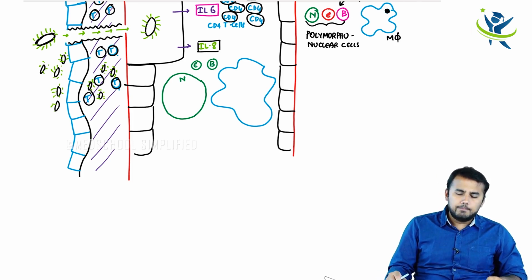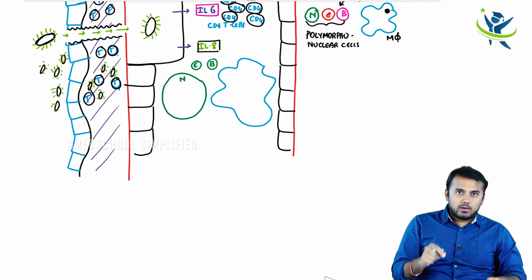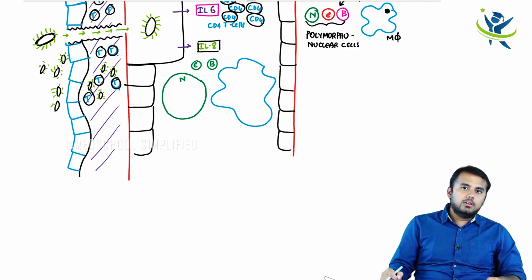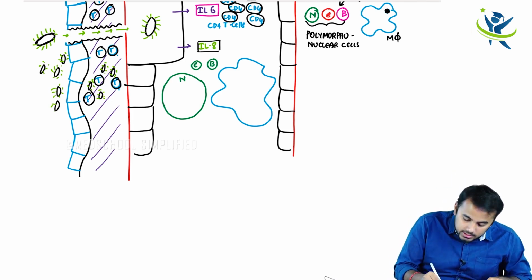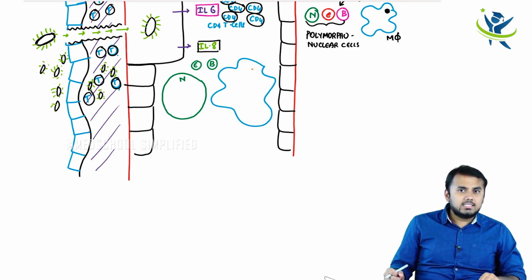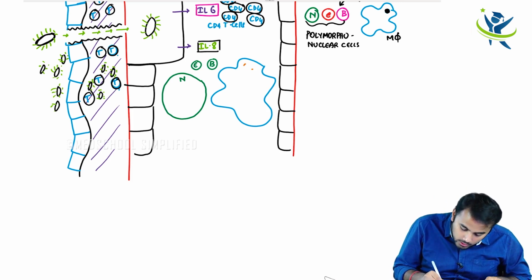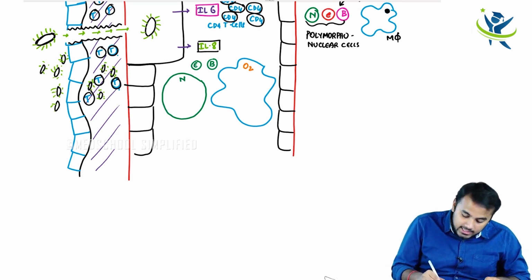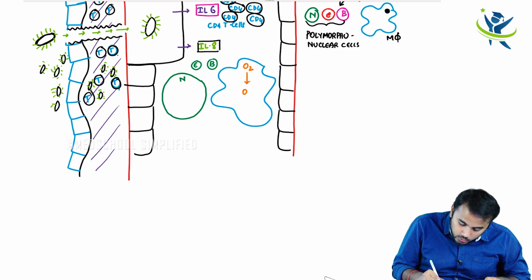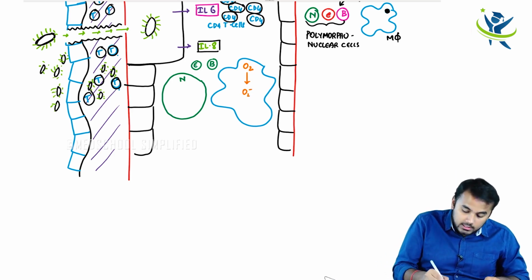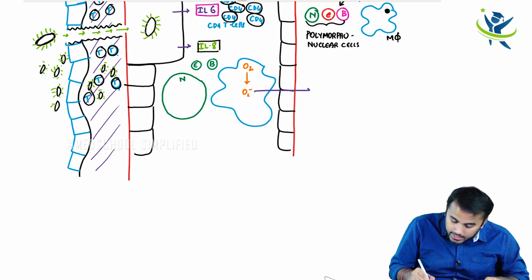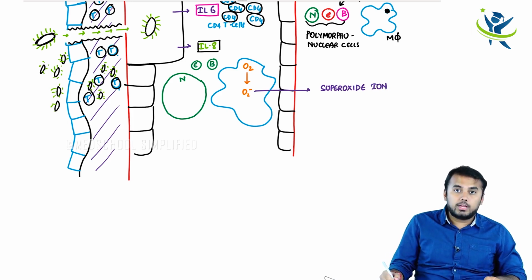What it is going to do is that within this macrophage and within this neutrophil, a small reaction is going to happen. Look what that reaction is. Let us see what is happening in this macrophage. In this macrophage, you have got an oxygen molecule. And this oxygen will be converted into O2 minus, and this O2 minus, you call it as a superoxide ion.